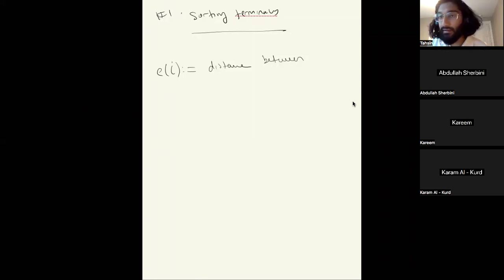I see. So at index I, maybe we could say this is A1, A2, AN is the number, and so is it the distance between AI and I? Is that right? Between AI and I? Maybe it's like this.